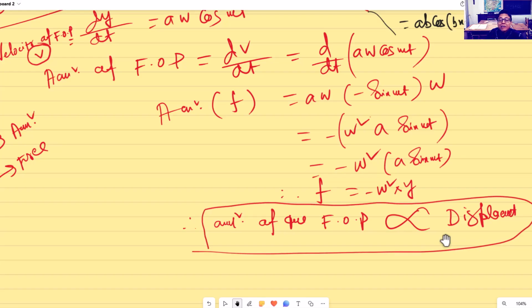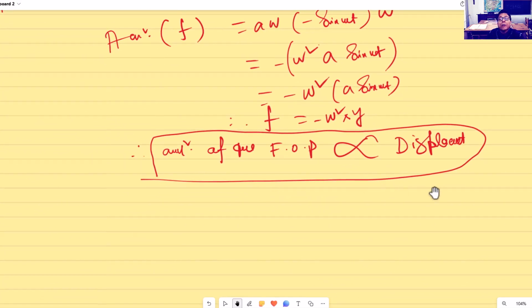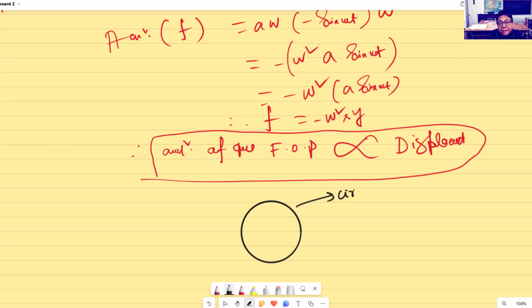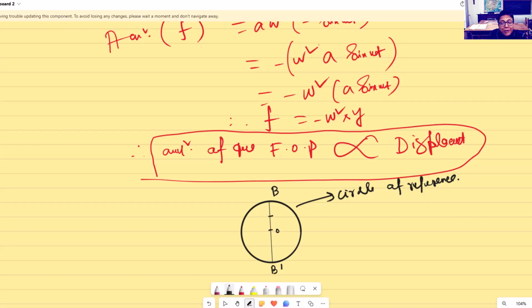Now, let me tell you something more about this. Acceleration of foot of perpendicular, we have proved, is proportional to displacement. Now, this circle, we'll refer to as the circle of reference. In this circle of reference, we had taken this as the vertical diameter, BOB dashed. And the foot of perpendicular goes from O to M after time t, this we have taken as Y.